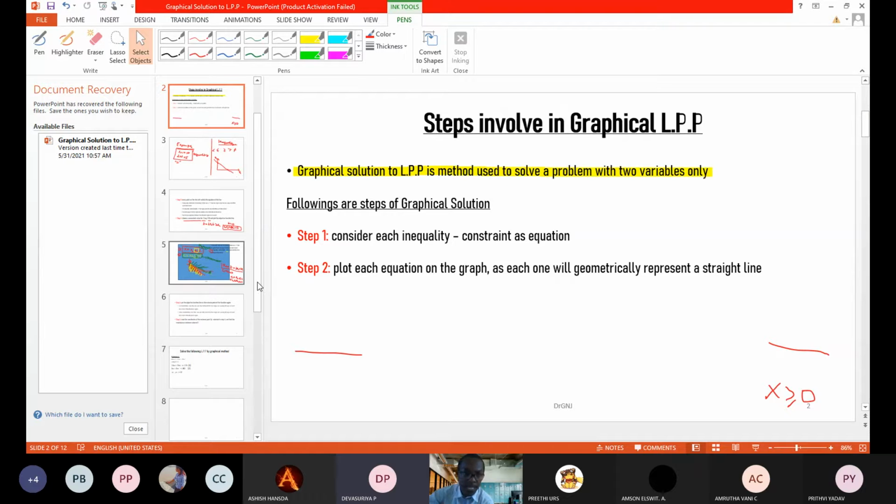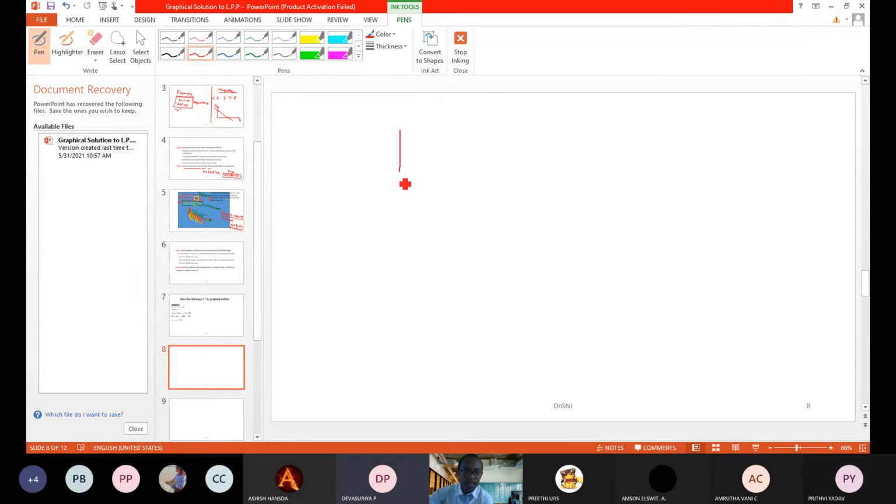When I pass a line, in which example? Let me take an example here. Let me come to this board. You want to call this a y, and you want to call this an x.